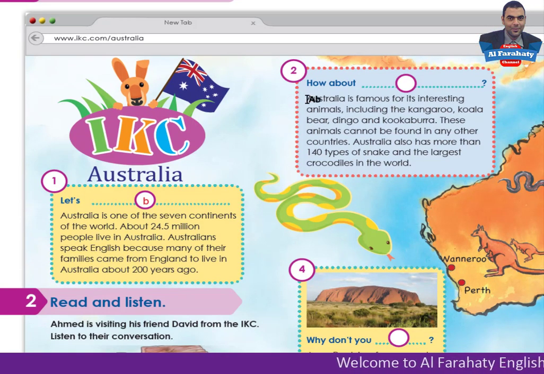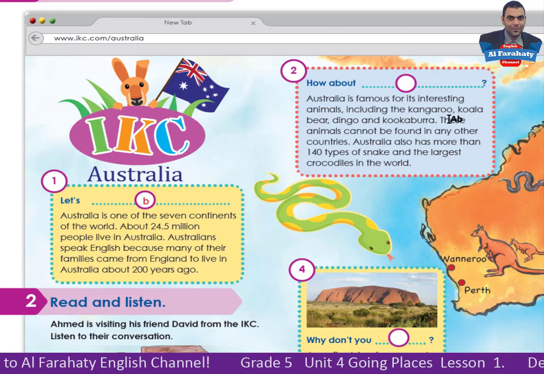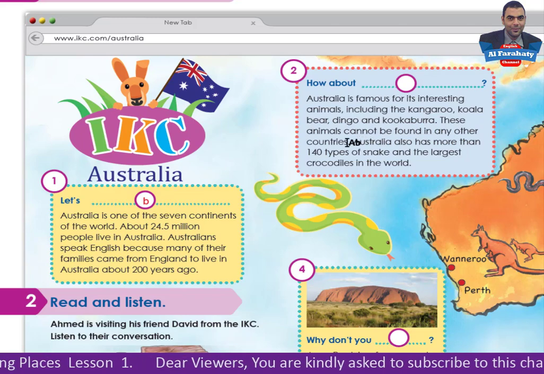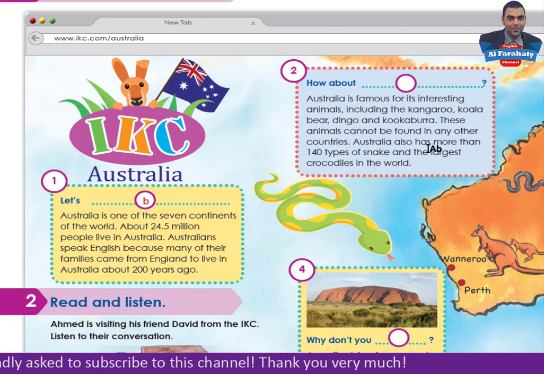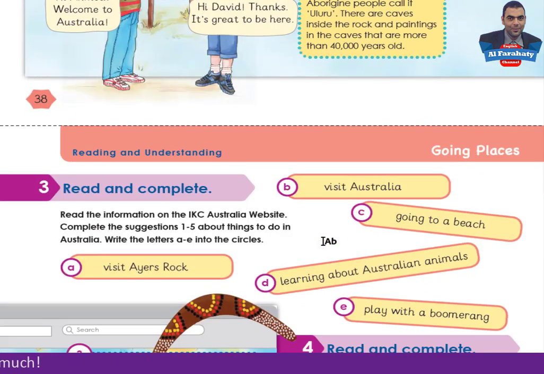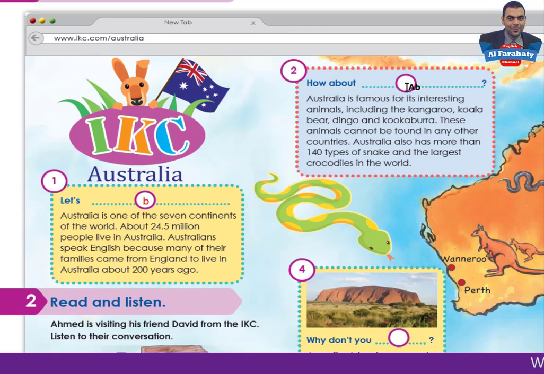So here we have to write B. Yes, number 2. How about Australia is famous for its interesting animals, including the kangaroo, koala bear, dingo, and kookaburra. These animals cannot be found in any other countries. Australia also has more than 140 types of snake and the largest crocodiles in the world. Yes, learning about Australian animals. So, number 2 is D.